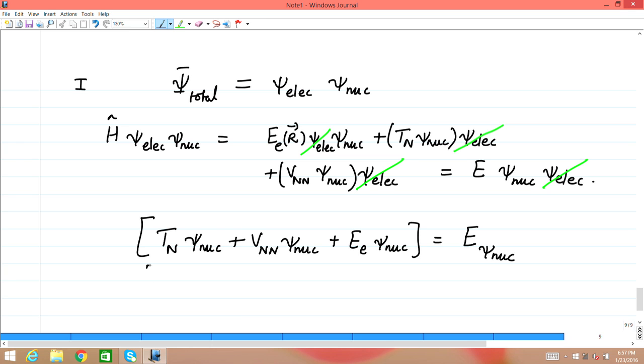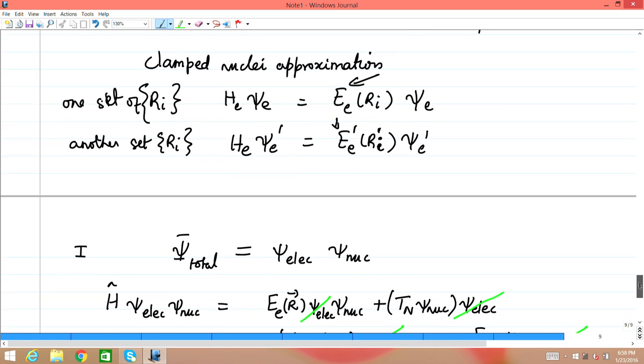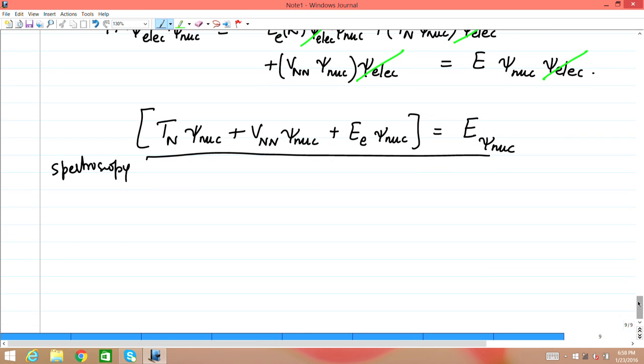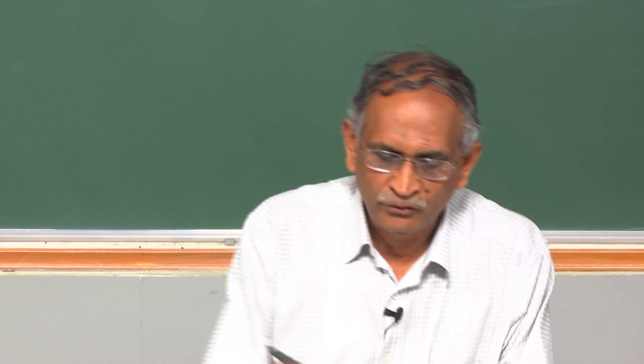Okay. This is spectroscopy. This is quantum chemistry. Solution of the electronic equation for fixed configurations of the nuclei, and of course you can keep changing them and then put that potential energy. Okay. So, in a simple case like a hydrogen molecule, what does this do?